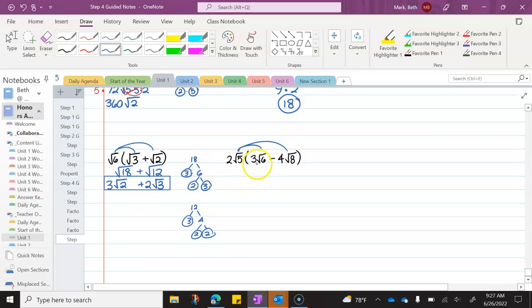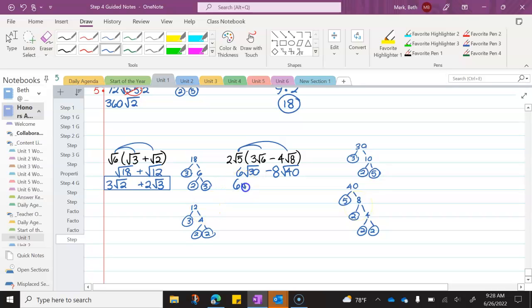2 radical 5 times 3 radical 6 is 6 radical 30. 2 radical 5 times 4 radical 8 is 8 radical 40. Again, if we break down 30, that's 3 times 10. 10 is 2 times 5. So I can't really simplify this radical at all. If I try to break down 40, that's 5 times 8. 8 is 2 times 4. And 4 is 2 times 2. So 40 would reduce a little bit.